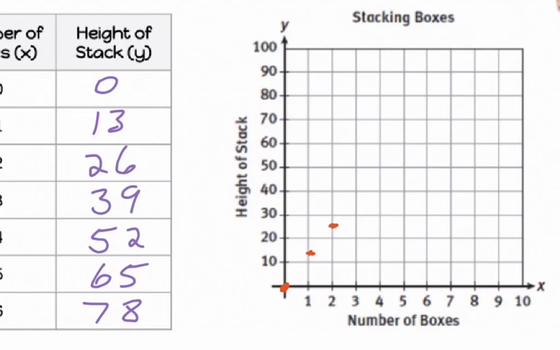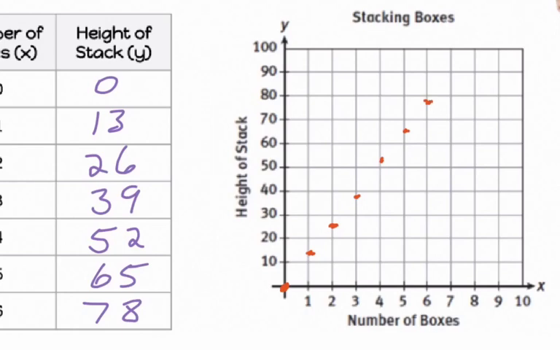All right. 3 boxes gets us to 39. Just under 40. Throw a dot in there. 4 boxes gets us to 52. Just over 50. Throw a dot in there. Pretty good. We're at 65 on 5 boxes. Right in the middle of 60 and 70 is going to be 65. And then finally, 6 boxes gets us to 78. A messy dot, but we get the picture.